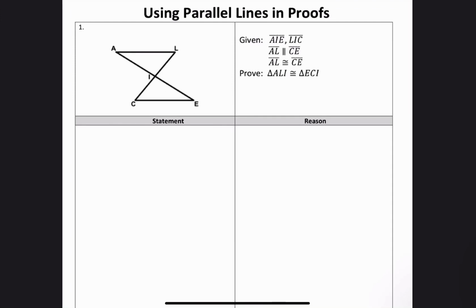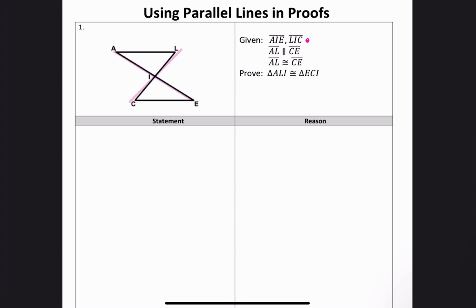Okay, this is our first question in our proof packets, and it's going to be working with using parallel lines and proofs. And I thought it would just be really helpful to see some examples of proofs in which we used parallel lines to get what we need to prove something else.